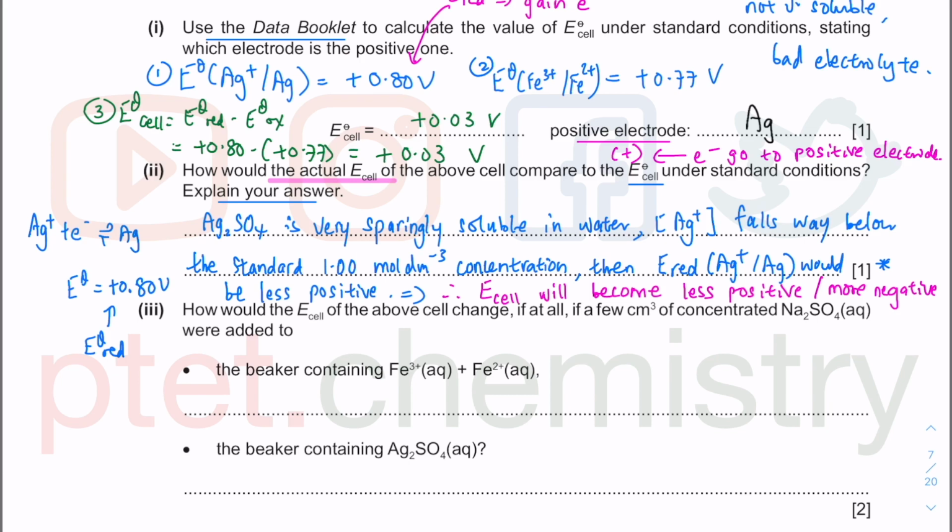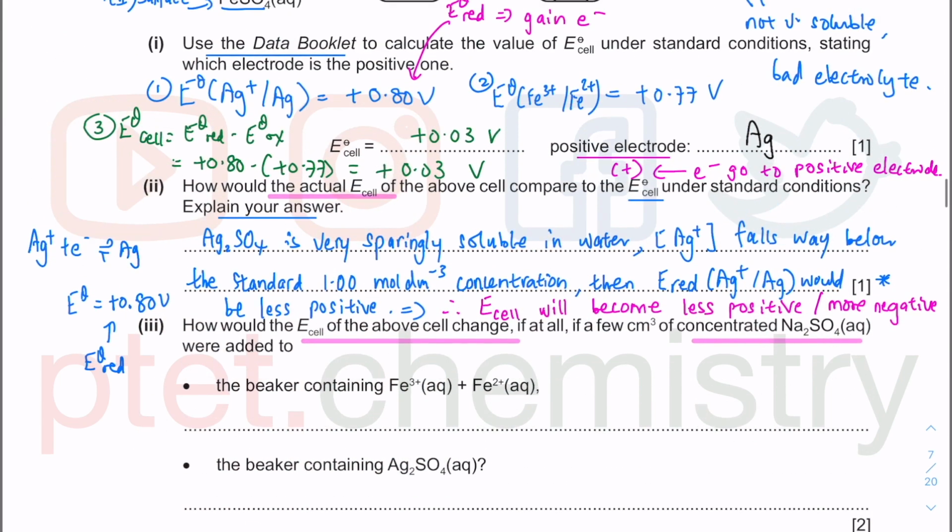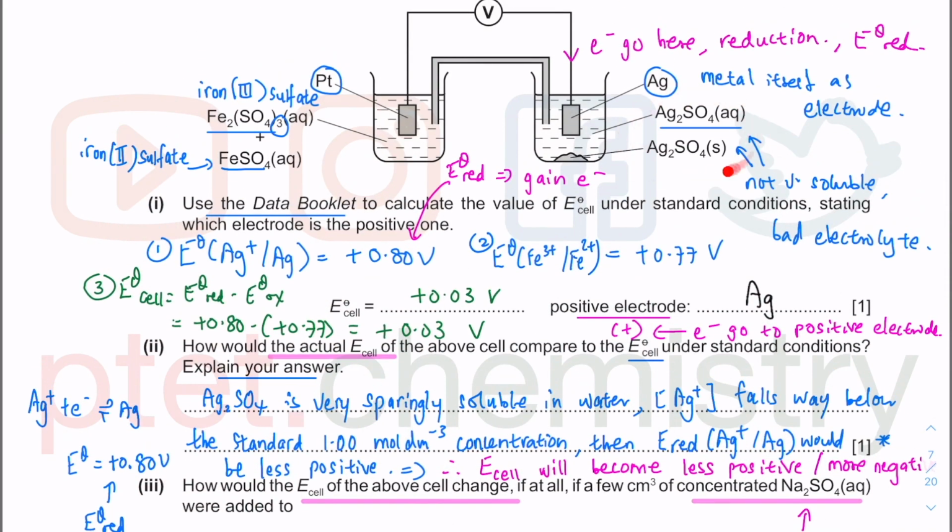Okay. Now the next bit of this question: how would the E cell change if you add a little bit of concentrated Na2SO4? What does the Na2SO4 actually do? Let me just work out what is happening here. Something is wrong with my pencil actually. We know that all sodium salts are soluble. If all sodium salts are soluble, we are going to get an increase in the sulfate concentration, because this is a common ion with this Ksp equilibrium.